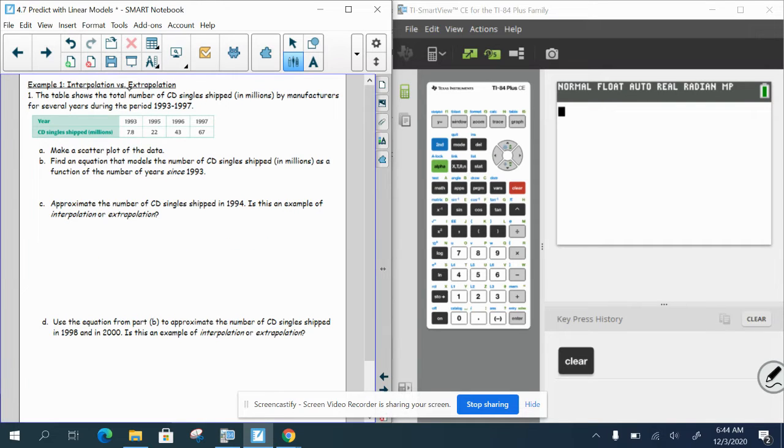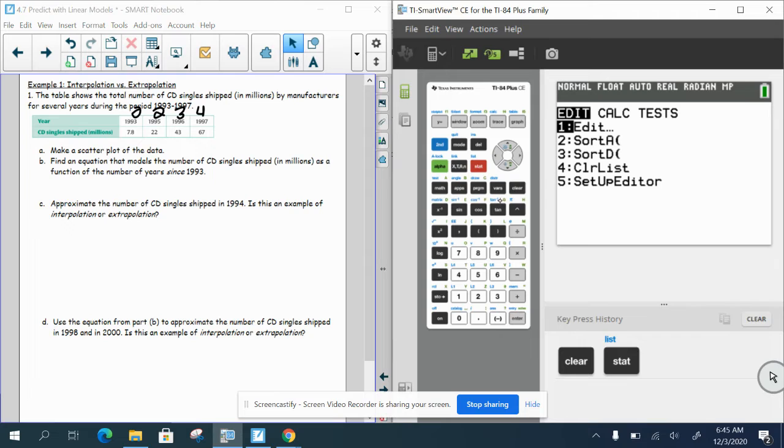All right, so here's our first example. The table shows the total number of CD singles shipped in millions by manufacturers for several years during the period 1993 to 1997. Make a scatter plot of the data. Now, important that when you see 1993 in your calculator, you're not going to type in 1993. You're going to type in 0. And then 1995 would then be 2. 1996 would be 3. 1997 would be 4. Okay, so you don't have 1994 in this data. That's okay. All right, so let's do the scatter plot, the stat edit on our calculator.